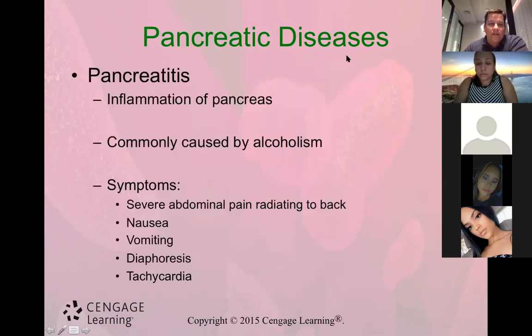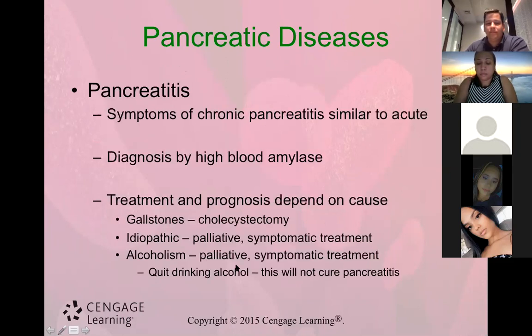Continuing with pancreatic diseases, pancreatitis is the inflammation of the pancreas. It's commonly caused by alcoholism. The symptoms are severe abdominal pain radiating to the back, nausea, vomiting, diaphoresis, and tachycardia.